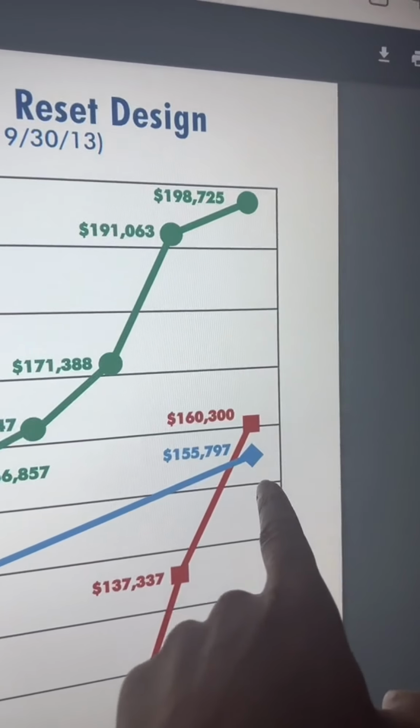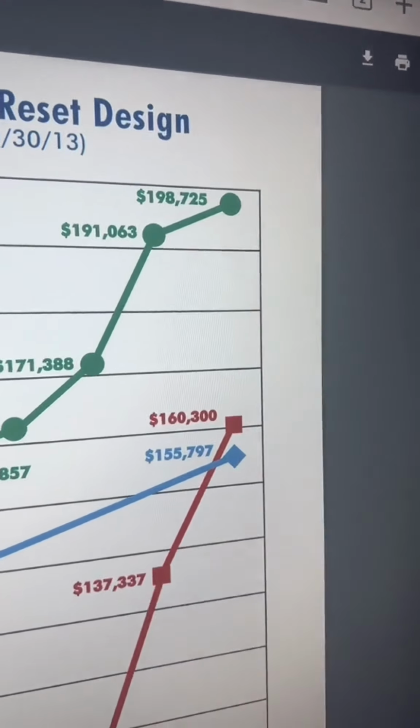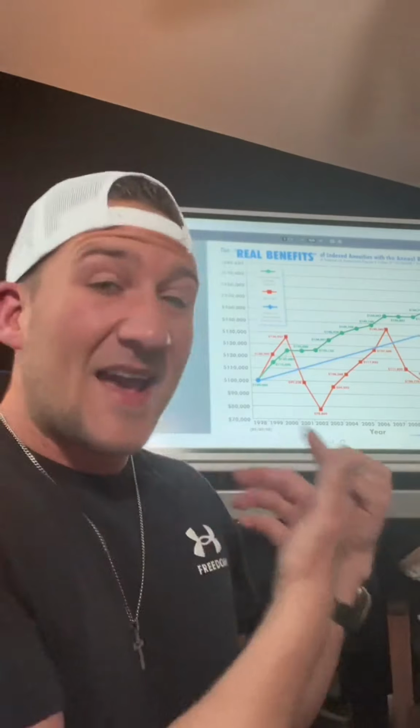Worst case scenario, the guaranteed value of your indexed annuity would have been roughly the same as what you would have had in your regular IRA or investment account. So the goal is to get you off of the red line and put you on the green line and stop subjecting yourself to market losses. There's no point. You don't need to. You can get the better outcome if you don't.